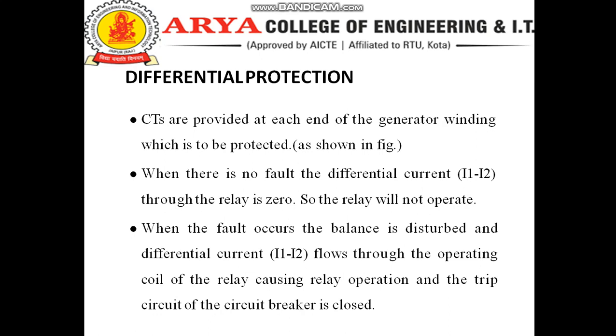Now we discuss the differential protection. CTs are commonly provided at each end of the generator winding which is to be protected. When there is no fault, the differential current I1 minus I2 through the relay is zero, so the relay will not operate and does not give a signal to the circuit breaker to isolate the faulty section. When a fault occurs, the balance is disturbed and differential current flows through the operating coil of the relay, causing relay operation, and the trip circuit to the circuit breaker is closed.